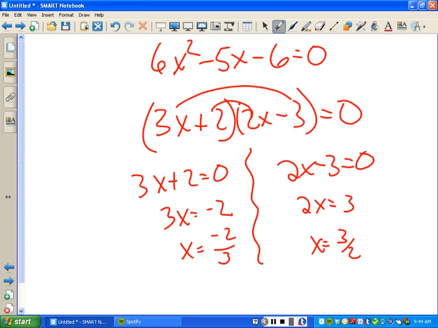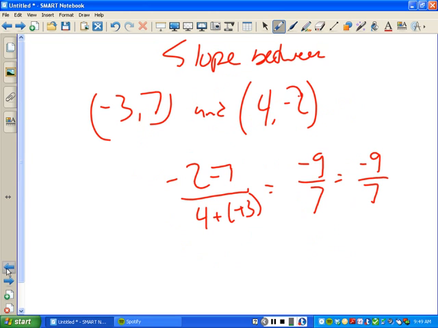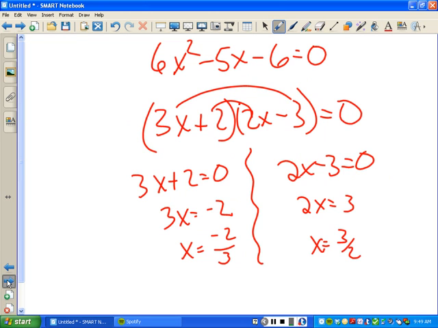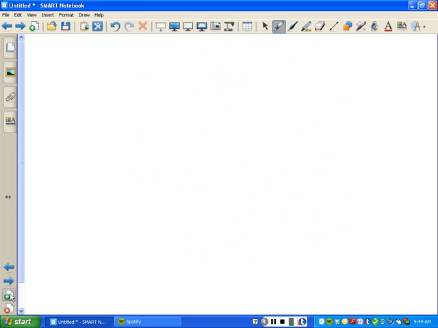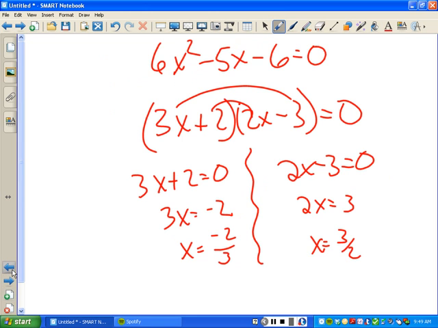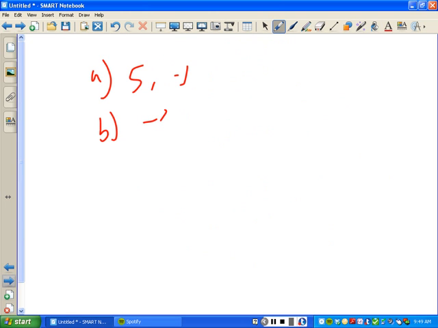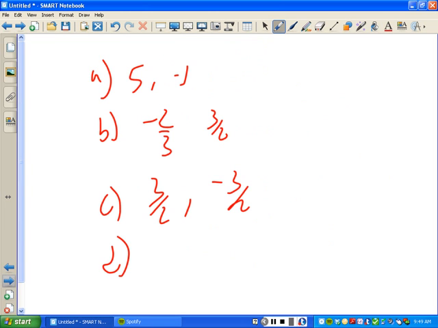Okay. Now, the answer to the question from earlier, which was, well, how do I know if I have to factor, or how do I know whether it would do quadratic formula? And the answer is, look at the answers. You see, on a multiple choice test, it should be pretty easy to tell. If you look at the answers and you see A equals 5, negative 1. B equals negative 2/3, 3/2. C equals 3/2 and negative 3/2. D equals 0.6. If you see the answers and they look like this and there's no square roots, then you know that this problem would have factored.